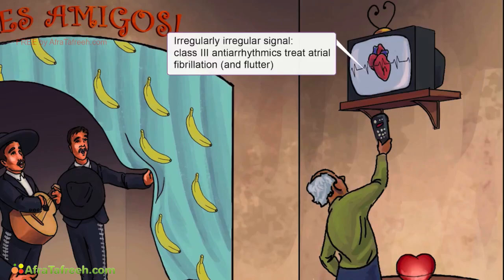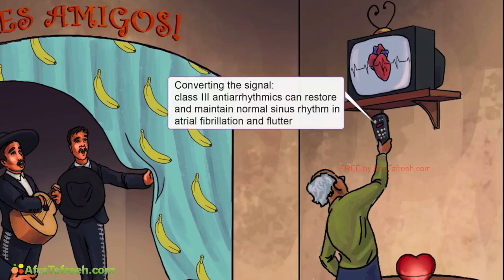The recurring sketchy symbol for AFib is this irregularly irregular static signal on a television screen, this time hanging in the corner of the restaurant. Recall from the Class 1 antiarrhythmics video that those Class 1C drugs were useful for rhythm control in AFib. Well, these Class 3 drugs are also highly effective for restoring and maintaining normal sinus rhythm. And notice that the restaurant owner points the remote at that irregularly irregular static, hoping to convert it to a channel with a normal rhythm.